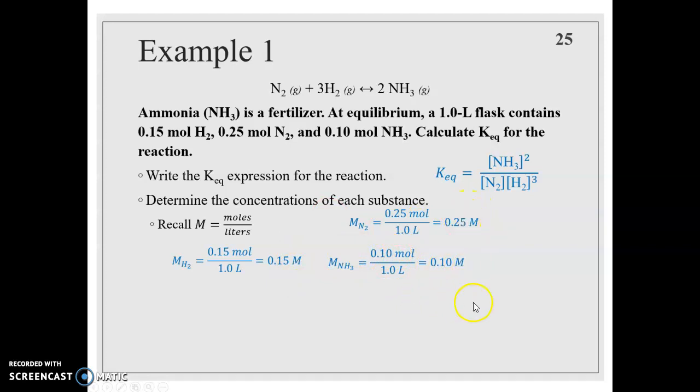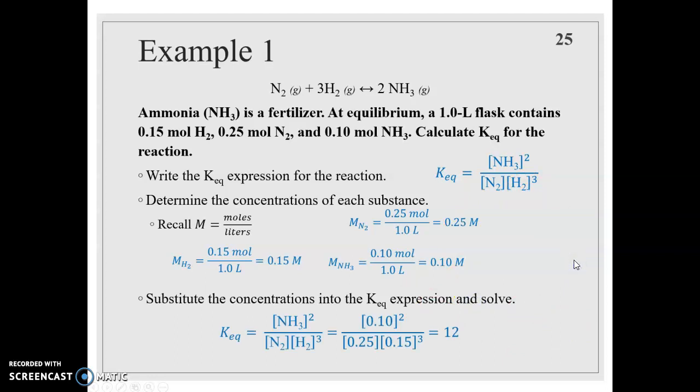So we have numbers, and then we're going to substitute those into the KEQ expression. So the 0.15 for the hydrogen, the 0.10 for the ammonia, and the 0.25 for the nitrogen. And when you carry out the mathematical operations here, 0.10 squared divided by 0.25 times 0.15 cubed, you get 12.